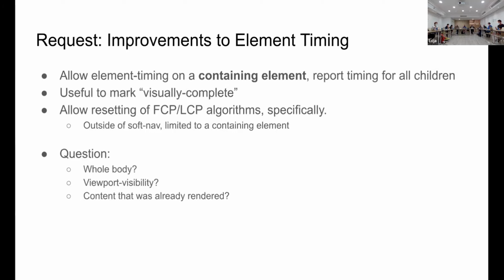But there's a lot of open questions, like would this apply to the whole body? Could it apply to arbitrary containing elements? Would you have to do viewport visibility intersections? Otherwise, this would never fire. What happens if content was already rendered, like partially rendered? There's a lot of these issues with Element Timing today where you're updating the page in place, doing a DOM diff. Element Timing won't actually fire on elements that have already painted before.